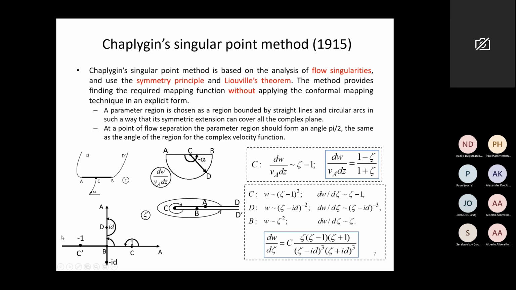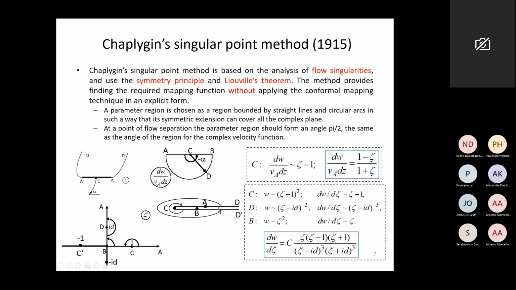So this is an example of how to solve the problem. Same problem, this method. We choose the first quadrant as a parameter region, and again we display points C, A, and B as we wish. And then the unknown point D should be determined from the solution.